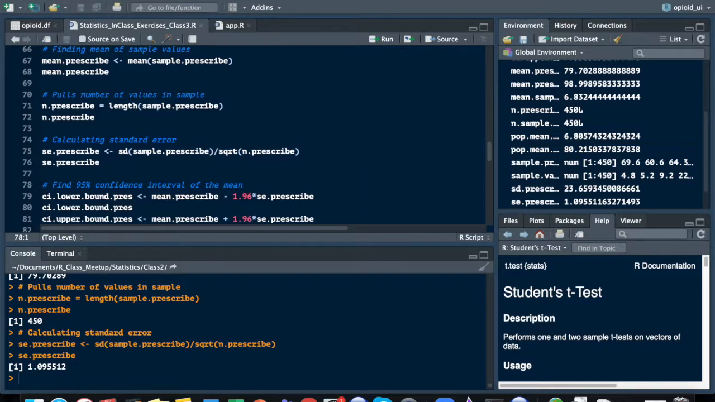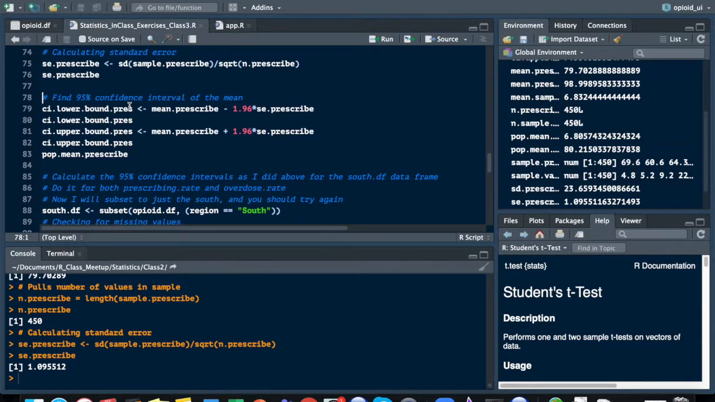So now we're going to do the confidence interval here. So we're taking, again, the mean prescribing rate in our sample minus 1.96, which is the z-score for a 95% confidence interval, times the standard error of our prescribing rate. So this is the lower bound, is how you'll hear it referred to, the lower bound of our 95% confidence interval, or our lower value in our error range. It's 77.6.